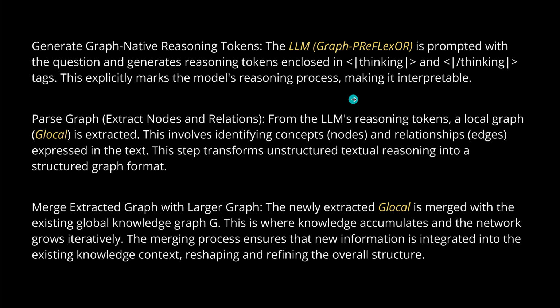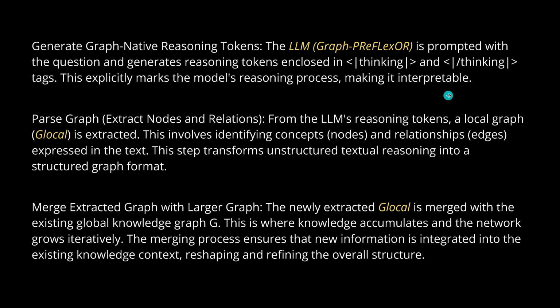Now, the process schema is rather simple. We generate some graph-native reasoning tokens. We have an LLM. MIT went with a specific LLM, where I have a reasoning token with a beginning of thinking and an end of thinking. You notice this is classical. So this explicitly marks the model's reasoning process, making it extractable and interpretable. We can compute further on this.